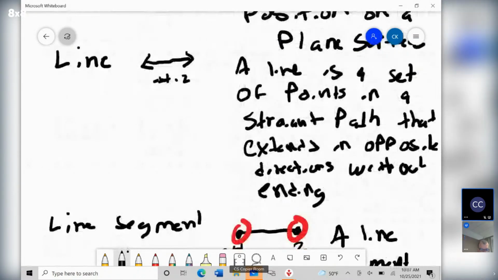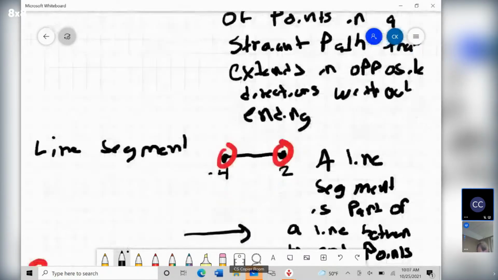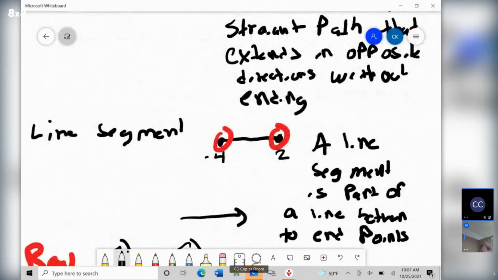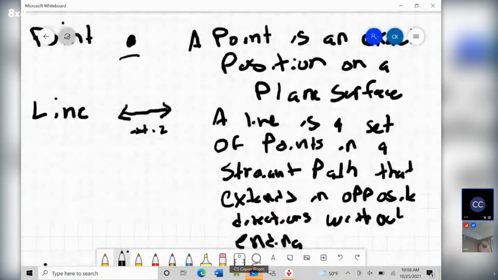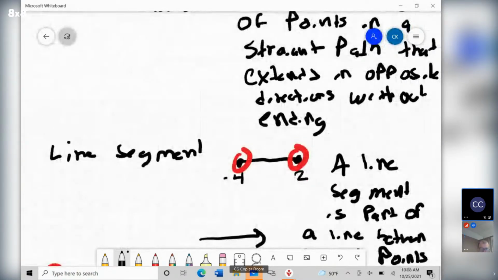Now, a line segment is part of a line between 2 endpoints. So it has a definite starting point and a definite ending point based on those 2 dots. So a line segment doesn't go on forever. It's a specific portion of a line, and how you can see that are those 2 endpoints. Because it's got the point in it, if you look up here, a point is an exact position on a plane surface. So those 2 dots in this line indicate a starting point and an ending point.